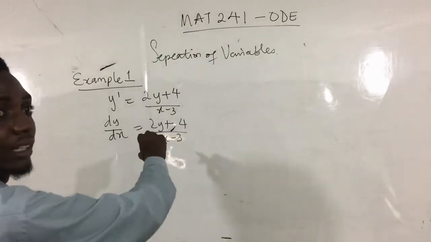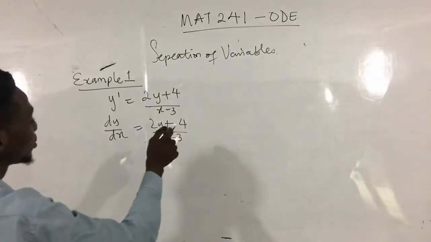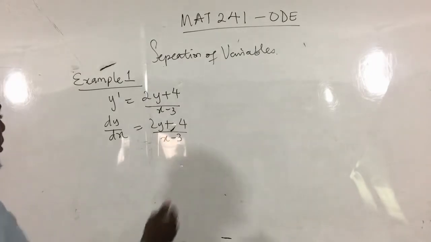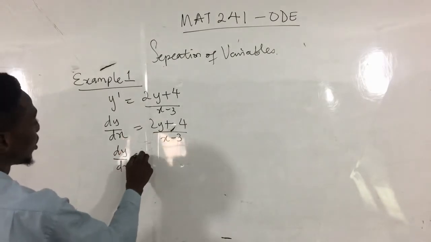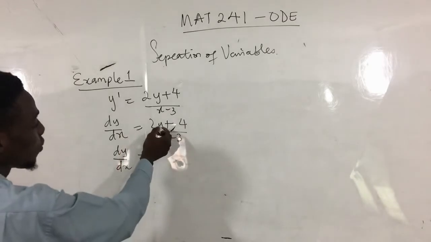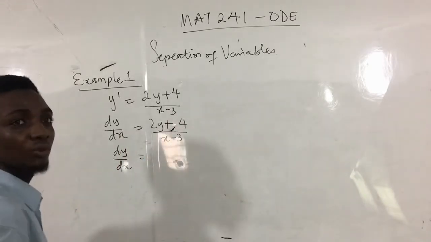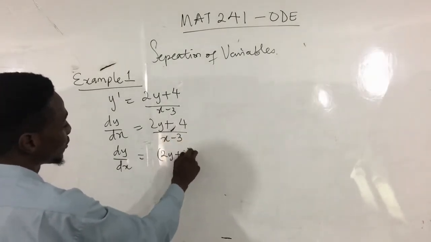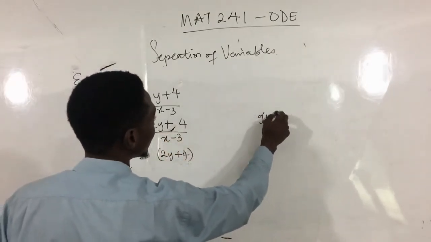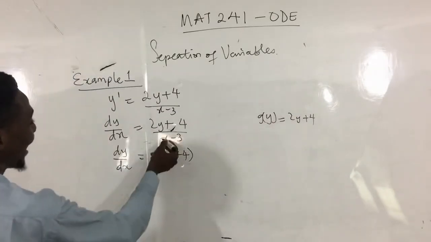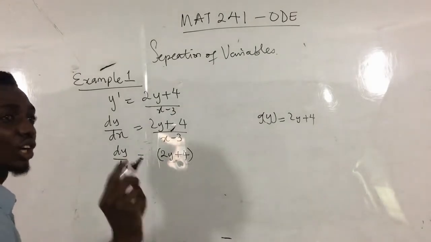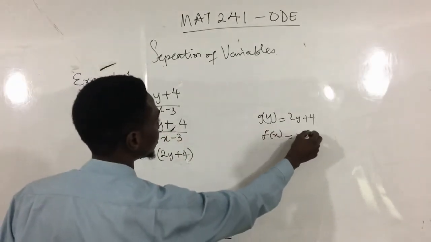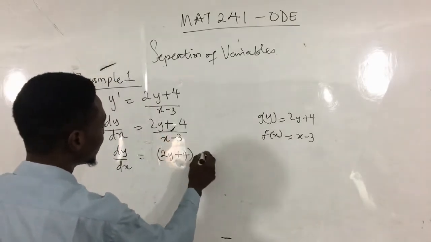Now, based on what I said when I gave the theoretical example, we have to be able to separate these functions on this side into a function of x times a function of y. Can we do that? Let's look at it. We have dy over dx equals, now 2y plus 4 is a function of y because it uses only y to get the answer. So if you want to get 2y plus 4, do you need anything apart from y? No. So 2y plus 4 is our g of y. And then x minus 3, in order to get it you need just x, so x minus 3 is a function of x. So f of x is x minus 3.